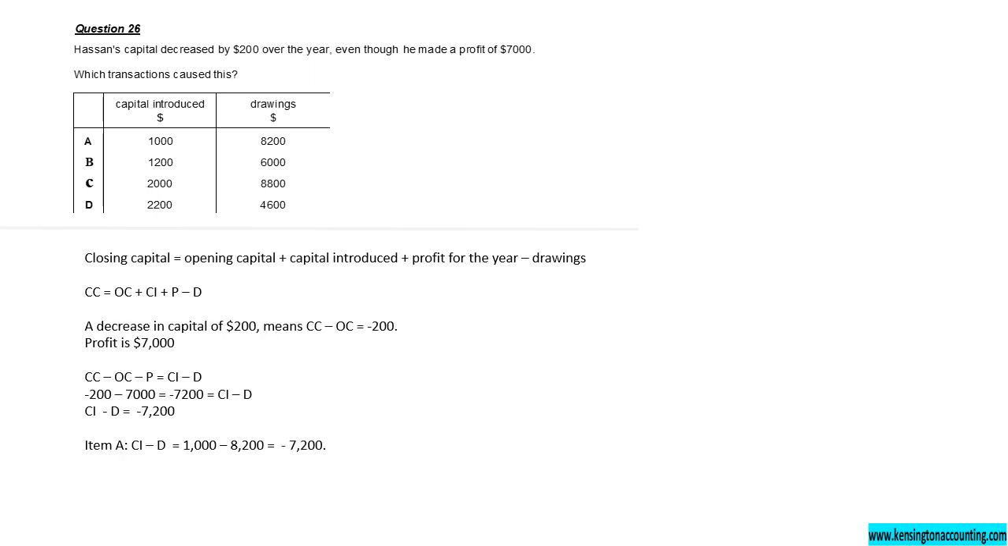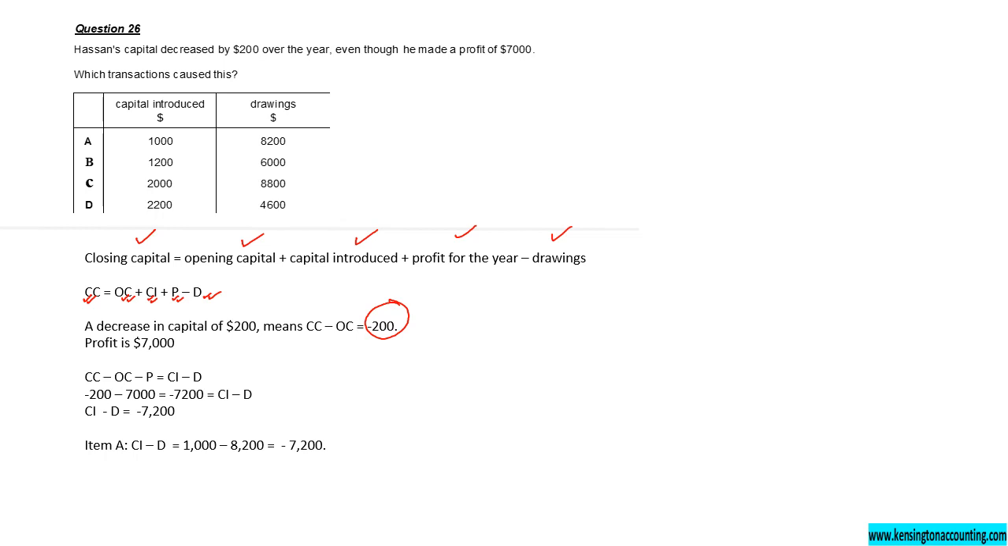Now, the closing capital is opening capital plus capital introduced plus profit for the year less drawings. Therefore, we say CC, which is closing capital, is equal to opening capital plus capital introduced plus profit minus drawings. Now, a decrease in capital of 200 means the closing capital minus opening capital is minus 200. Profit, we know, is given; it says it is 7,000. Therefore, it's just a formula which we need to resolve.